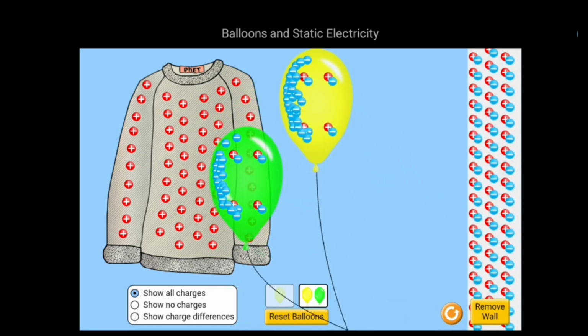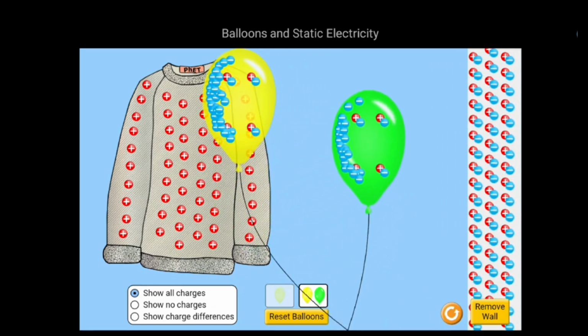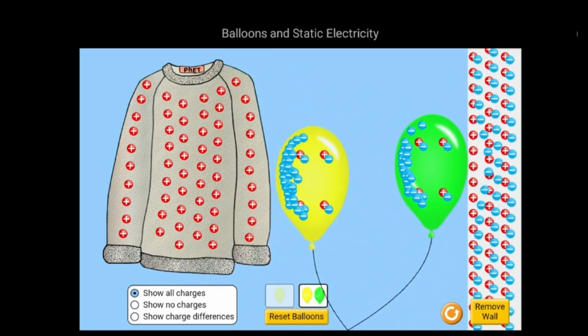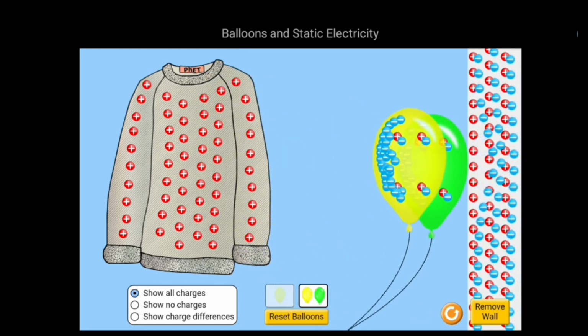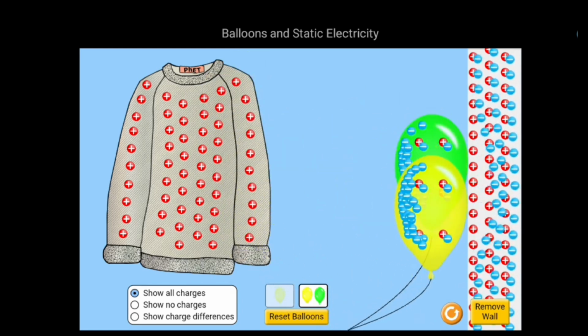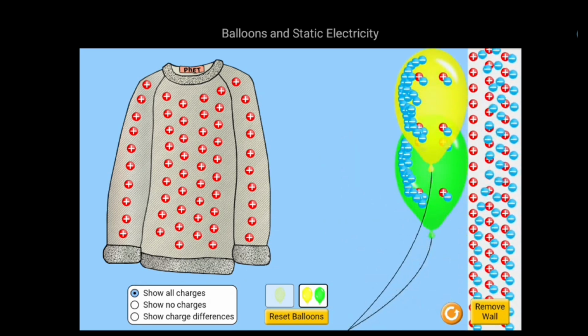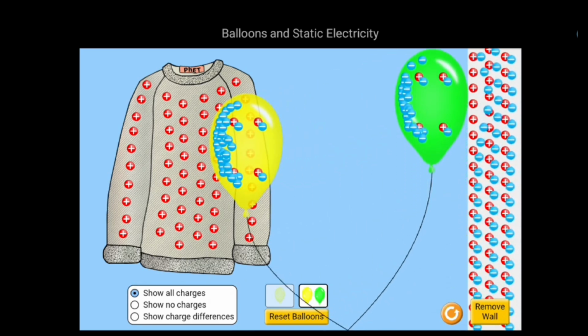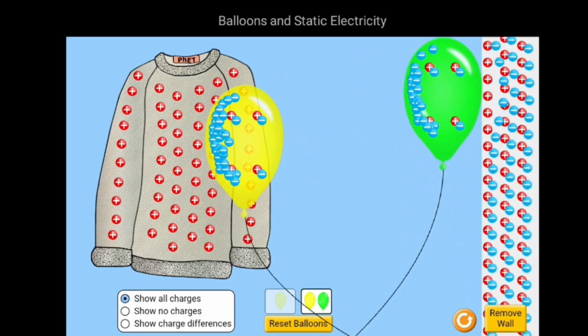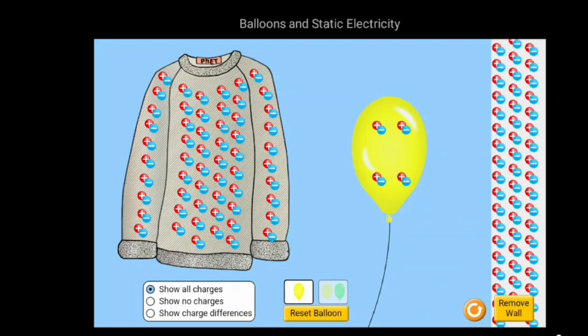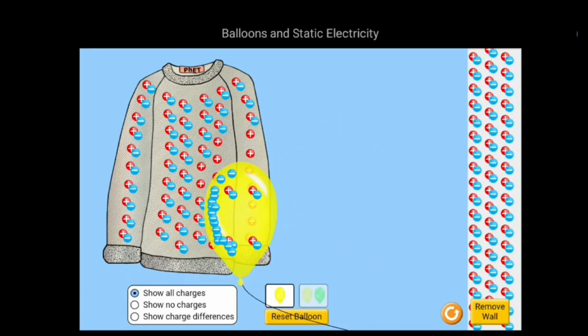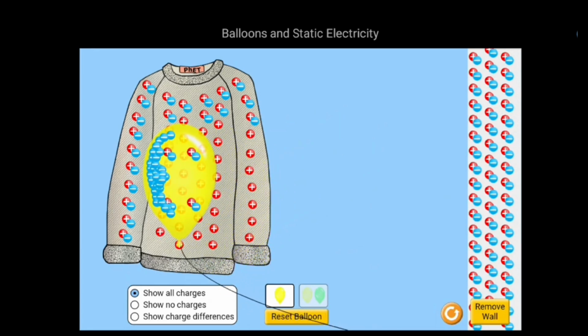Why does this happen? This transfer of electrons occurs because of the differences in the way atoms interact with their electrons. The outermost electrons in atoms are the easiest to remove or transfer. Some materials, like wool, have atoms that hold onto their electrons less tightly, while others, like silk, have atoms that attract electrons more strongly. This difference in attraction causes the electrons to move from one material to the other when they come into contact.